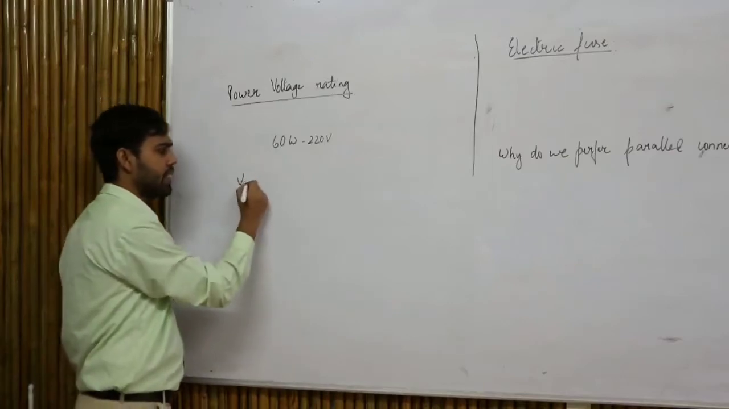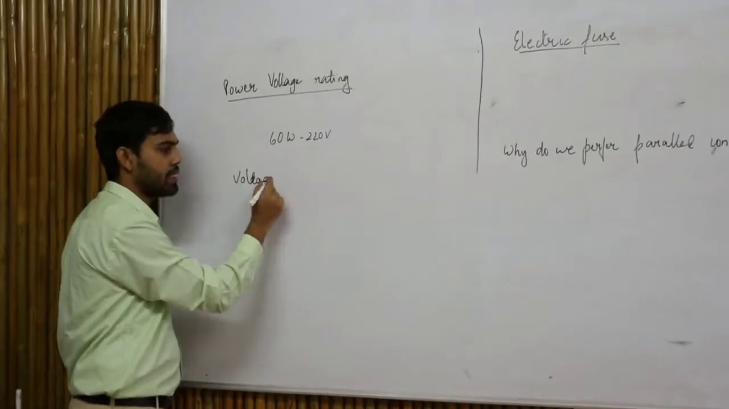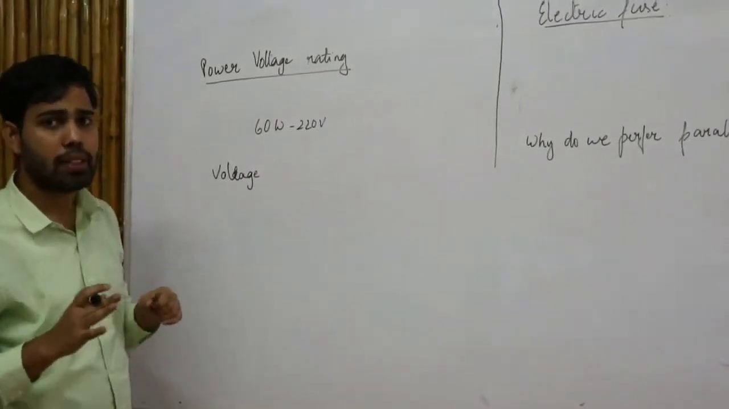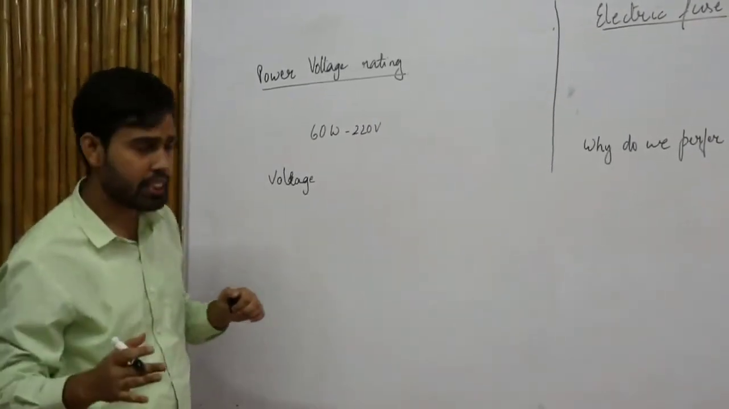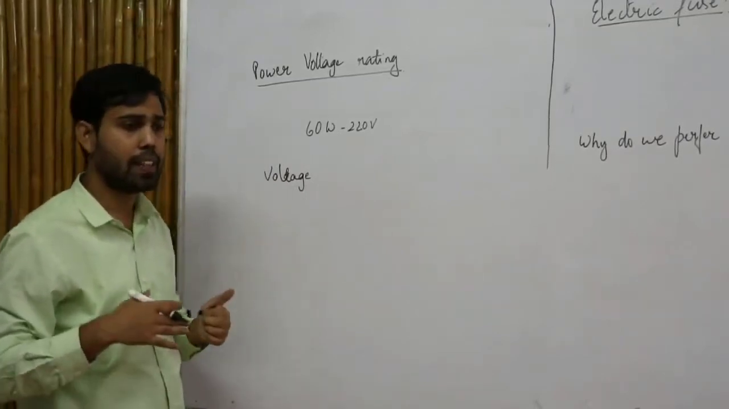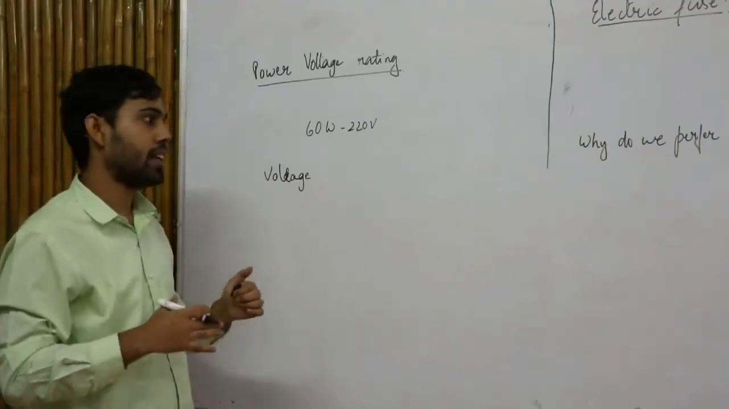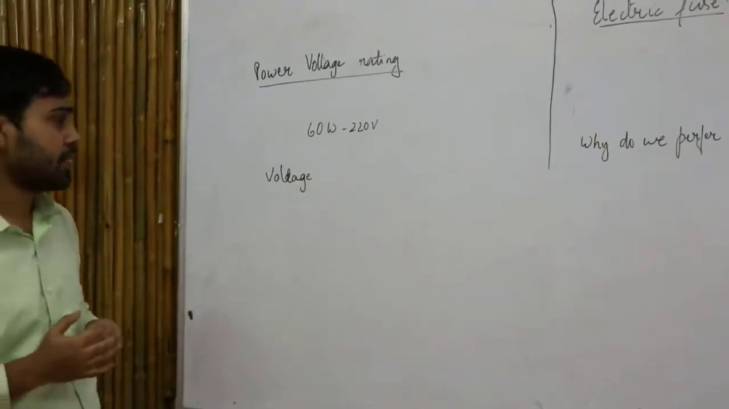So the voltage rating specifies the amount of potential difference that I need to apply across the terminals of the device. If I apply such a voltage, it will work at its best. And the power rating specifies the amount of power it will consume when it is working. So this is my power voltage rating.